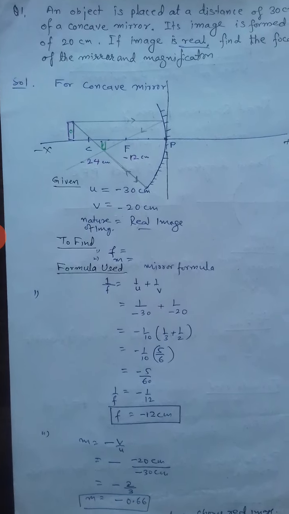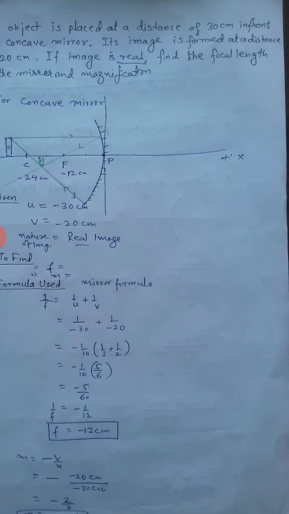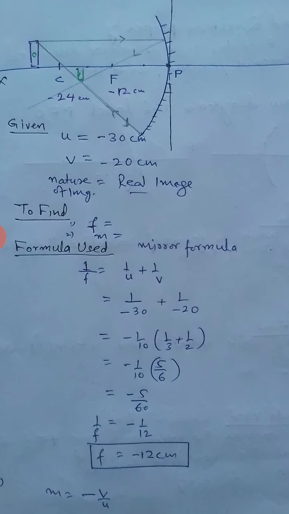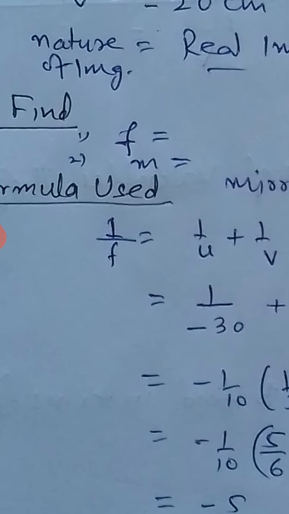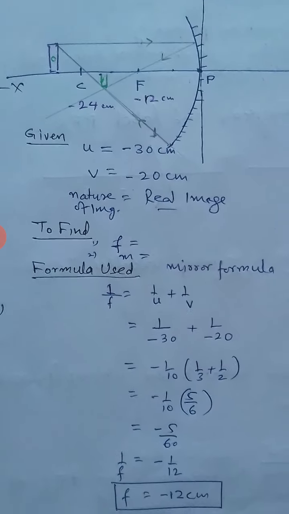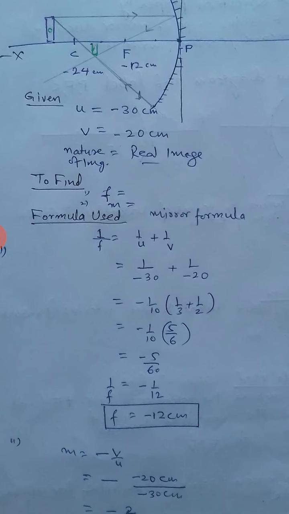Now we will proceed further. Next step is to find what you have to find in the question: the focal length and magnification. So two things you have to find. Label it like this, what I have written: focal length and magnification. Then the formula used: the mirror formula, as given, to find all the variables u, v, f.